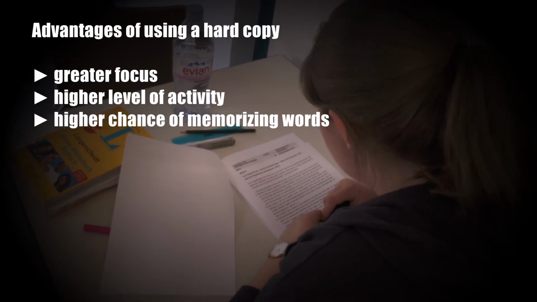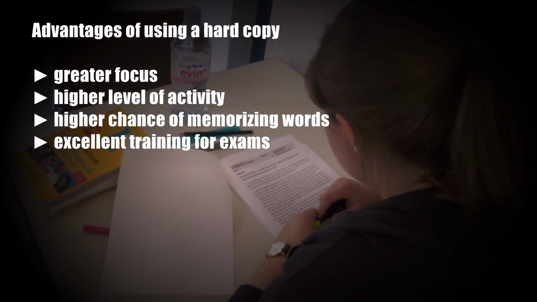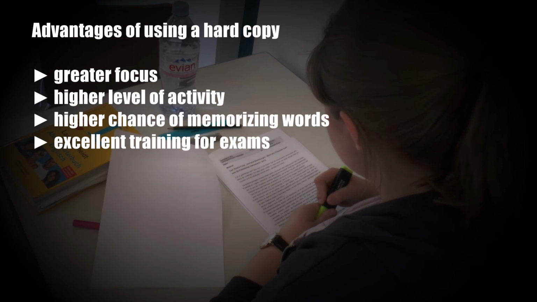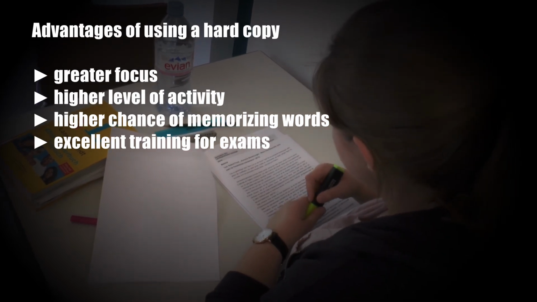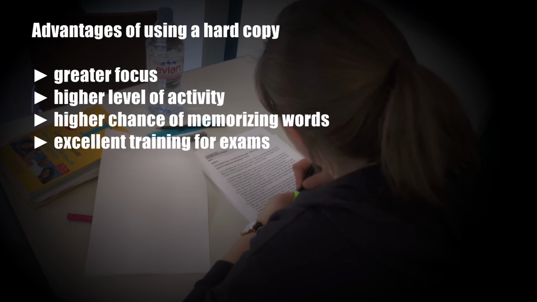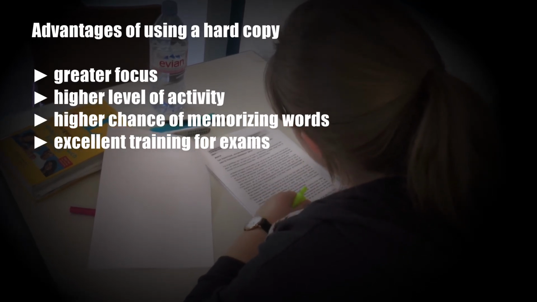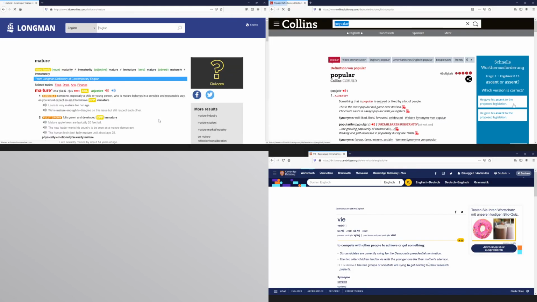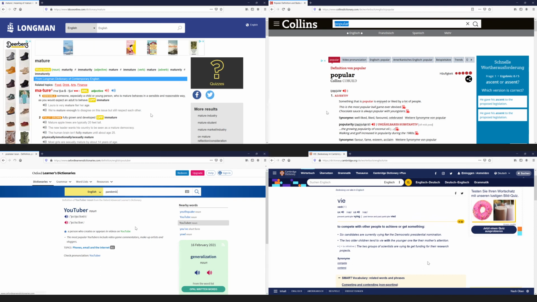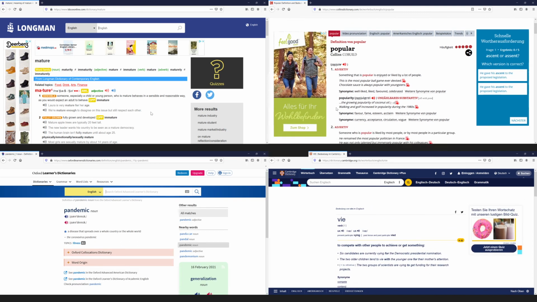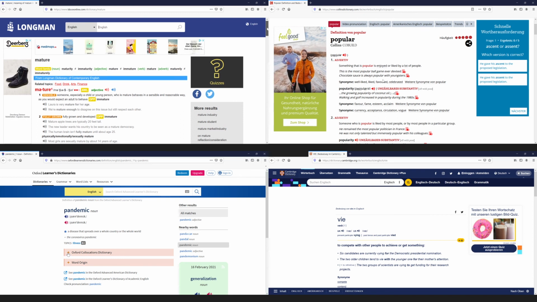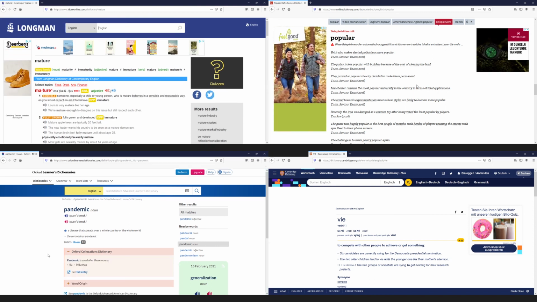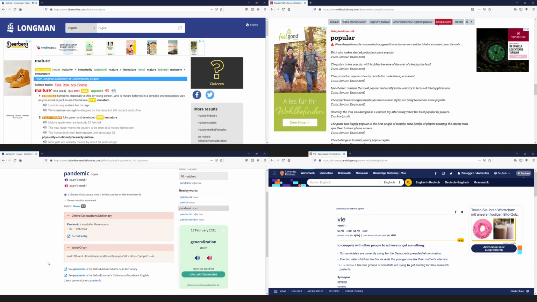Secondly, looking it up in an actual book is excellent training for the exam situation. So far, most schools do not allow electronic dictionaries in Abiturprüfungen. So you need to be able to work efficiently with a hard copy of a dictionary to save time in the exam. Having said that, use monolingual online dictionaries as well, especially if you want to know how a word is pronounced. Most online dictionaries offer recordings of words, phrases, and sample sentences in British and American pronunciation, so you can practice your pronunciation with these dictionaries.